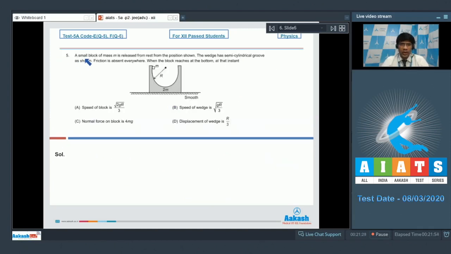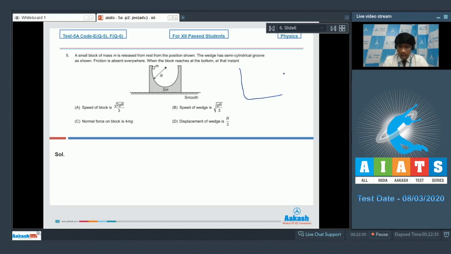In question number 5, a small block of mass m is released from rest from the position shown. The wedge has a semi-cylindrical groove as shown. Friction is absent everywhere. When the block reaches the bottom, at that instant, we need to find how the speed would change and the displacement of the wedge.